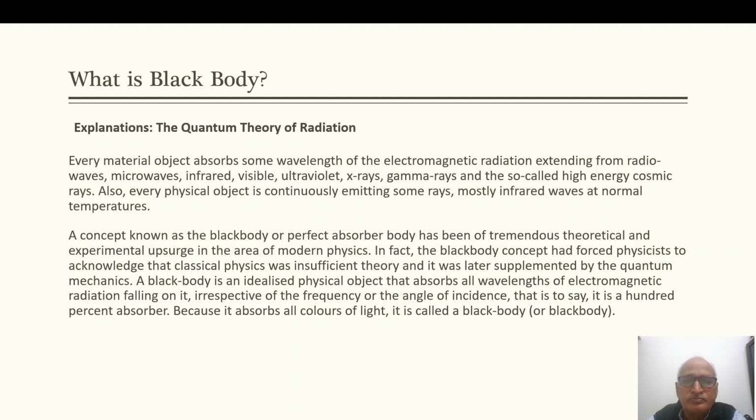In fact, the black body concept forced physicists to acknowledge that classical physics was an insufficient theory, and it was later supplemented by quantum mechanics. A black body is an idealized physical object that absorbs all wavelengths of electromagnetic radiation falling on it, irrespective of the frequency of the radiation or the angle of incidence. That is to say, it is a 100% absorber because it absorbs all colors of light. It is called a black body.